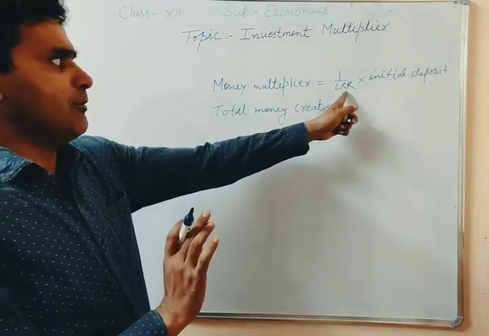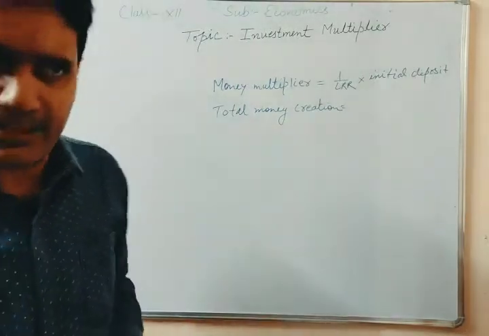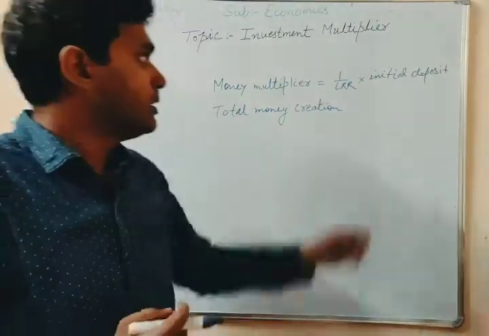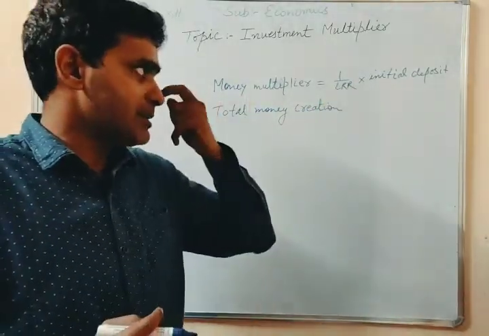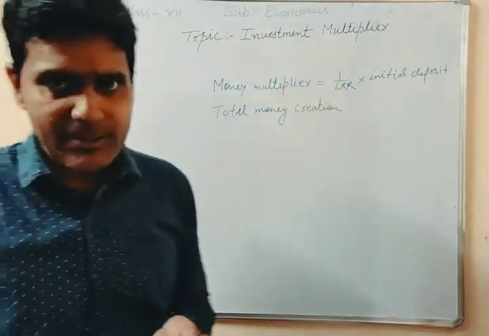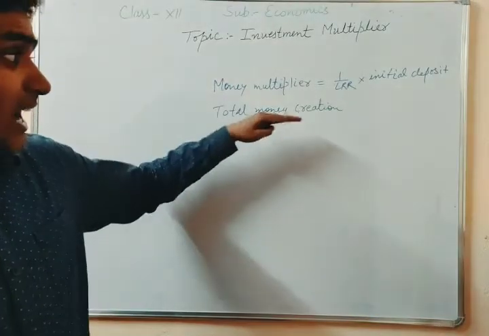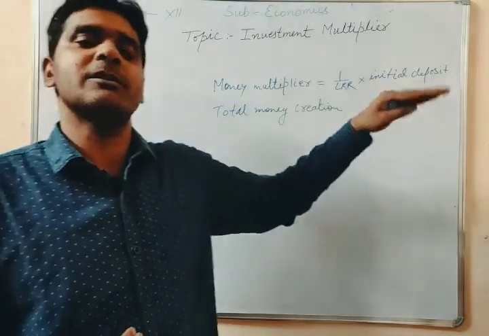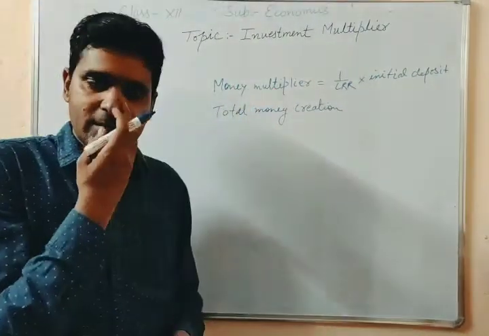Lower the value of LRR, higher the money creation will be in the banking system. This we have discussed already. Suppose the LRR is 10%, then the money creation will be 10 times. If LRR is 20%, the money creation will be 5 times. So this all we have discussed.